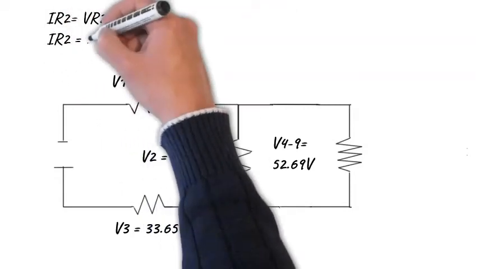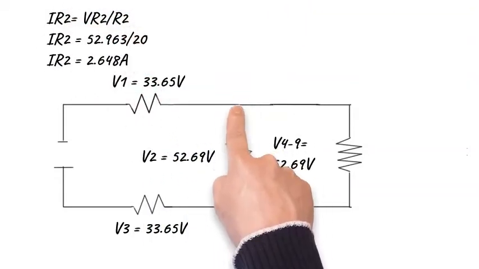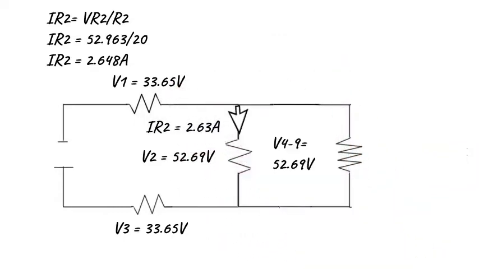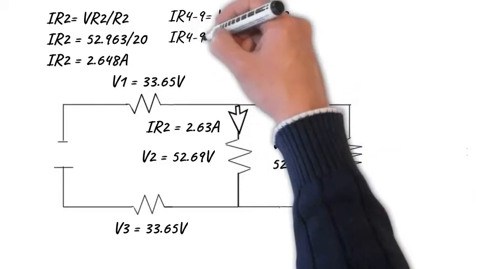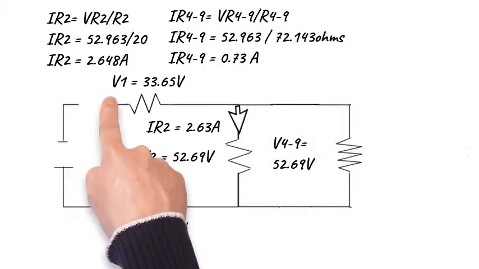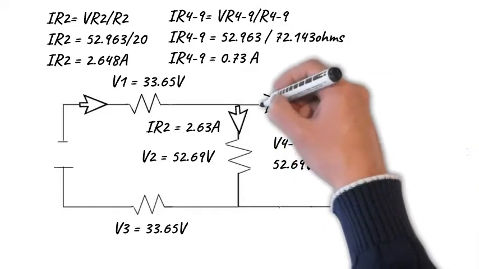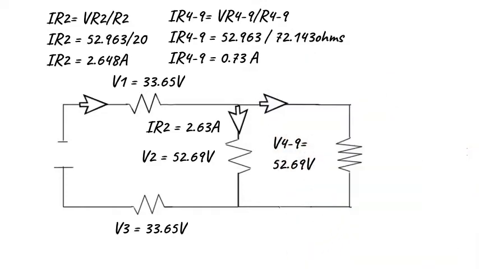Now what we can do is solve for the current that is going through resistor 2 by using our volt drop as well as our resistance. Likewise, we can do the same for 4 through 9. We can take our volt drop and divide it by the resistance, and it will give us our current.